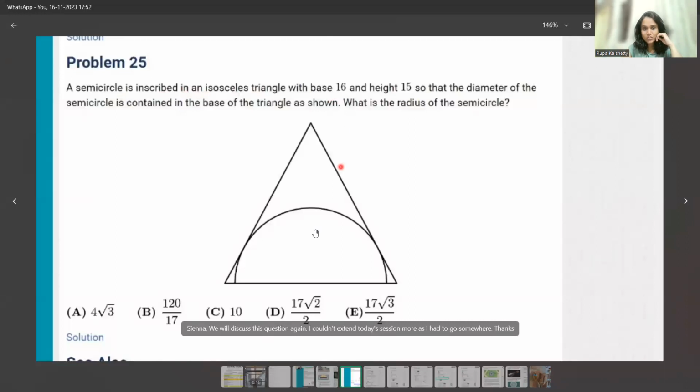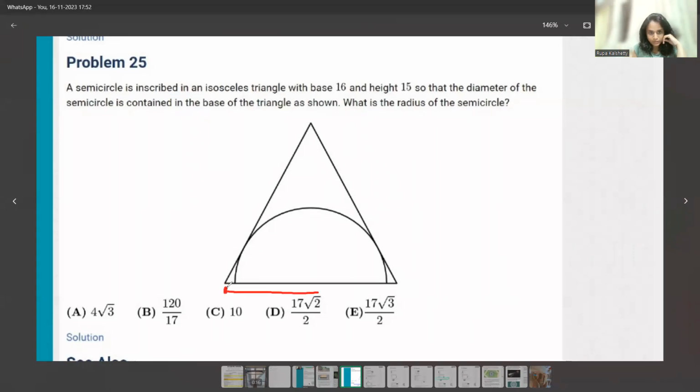Okay, with the base 16. The base 16 is of this triangle. So let's say that this is base 16, which from this end to this end is 16, okay? And the height is 15. The height of the triangle is 15. Let's draw that height. The height has to be always perpendicular, a straight line. So let's say that this is height 15. So yeah, this is 15.